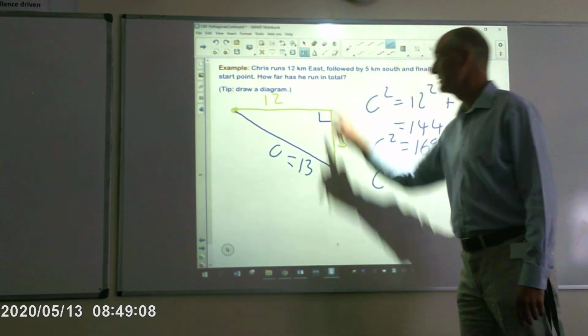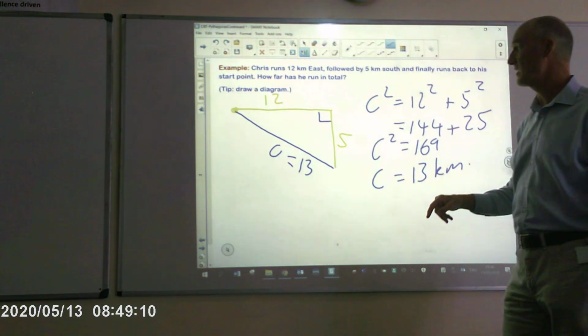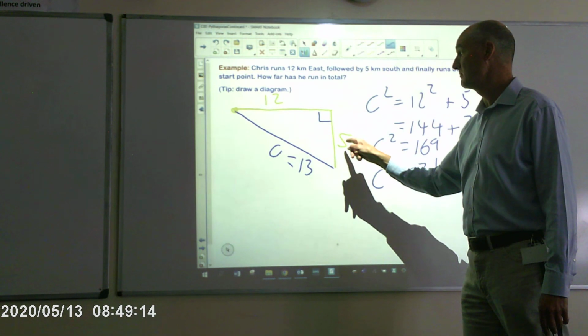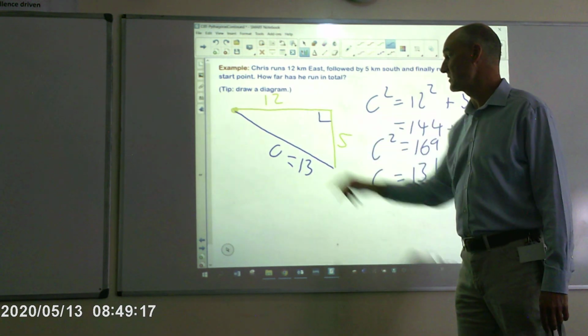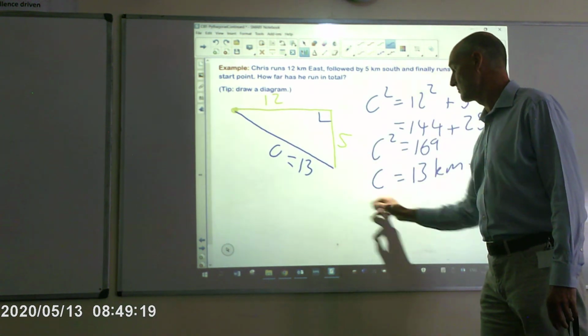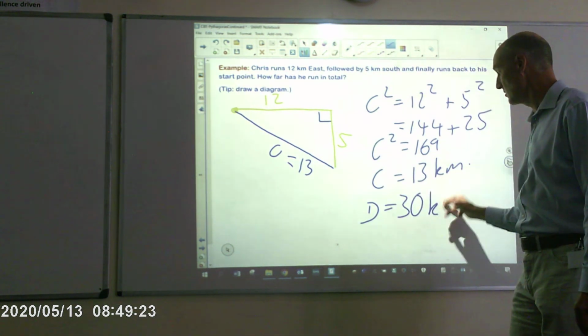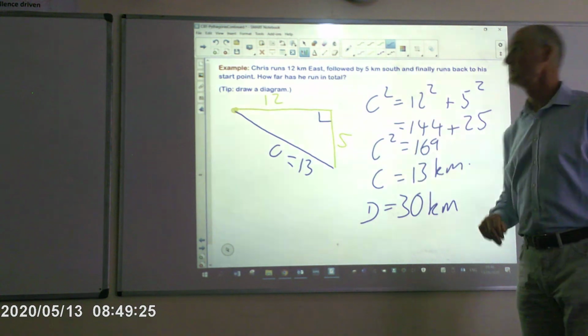The question asks, how far has he run in total? 12 plus 5 is 17. 17 plus 13 is 30 kilometres. So he's run 30 kilometres in total. Okay?